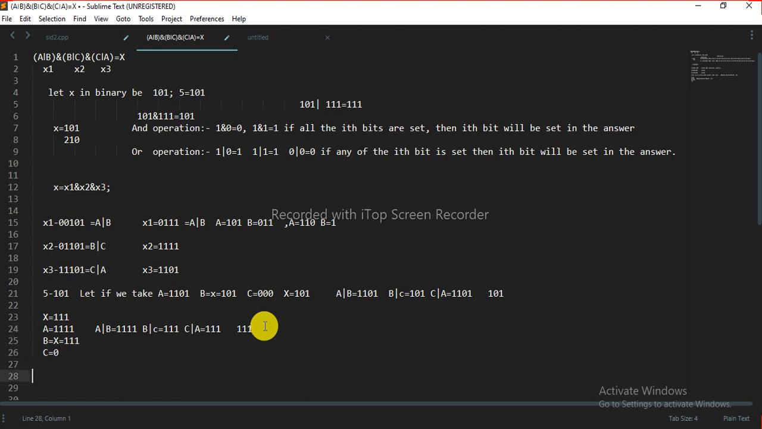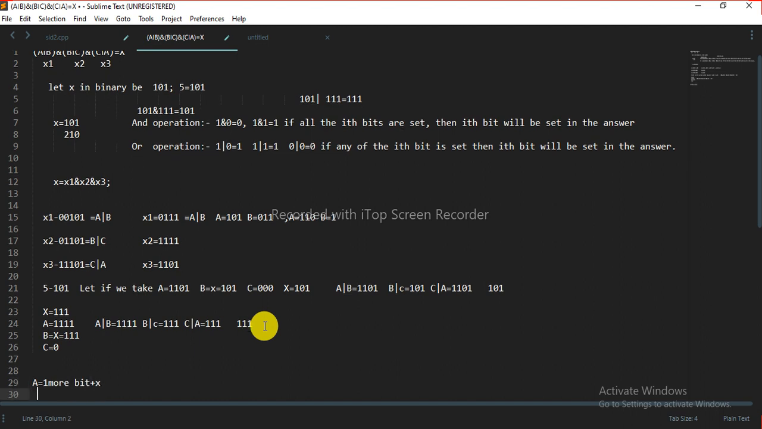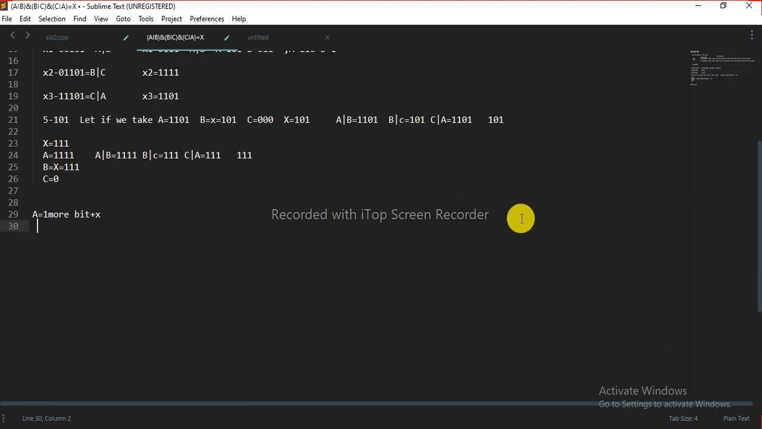So basically what we have to do, we are taking A is equal to x, and we are adding one more bit on the left side, plus x. We are taking B is equal to x only, and we are taking C is equal to 0. So in A basically we are taking x as it is, and we are adding one more bit. In B we are taking x, and in C we are taking 0. So if we take these three as A, B, C, then we will get our answer.